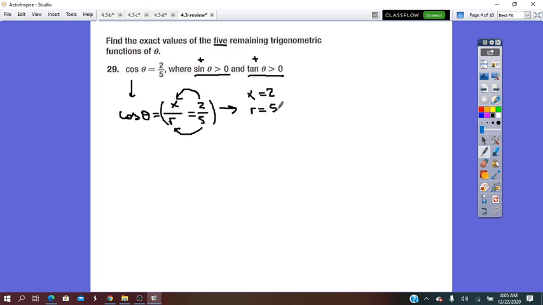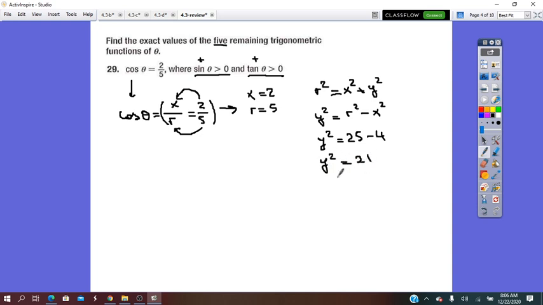And to find the y, we know that radius squared equals x squared plus y squared. So from here, y squared equals radius squared minus x squared. So then y squared equals radius squared is 5 squared, 25, minus x is 2, 2 squared it is 4. So y squared equals 21. Then y equals the square root on both sides, it will be positive or negative square root of 21.